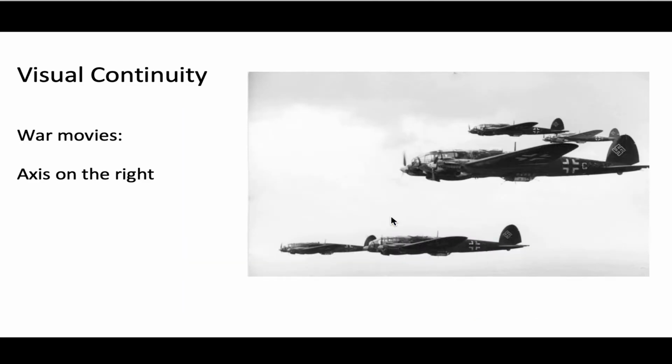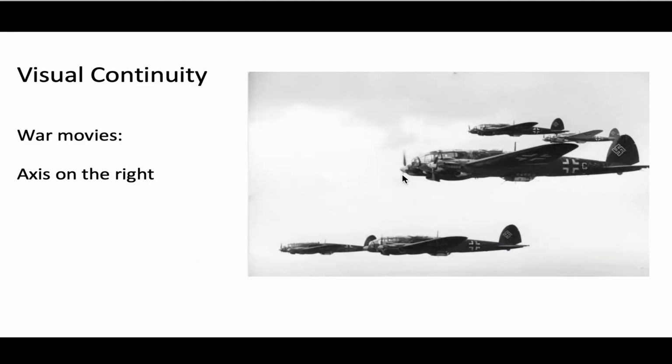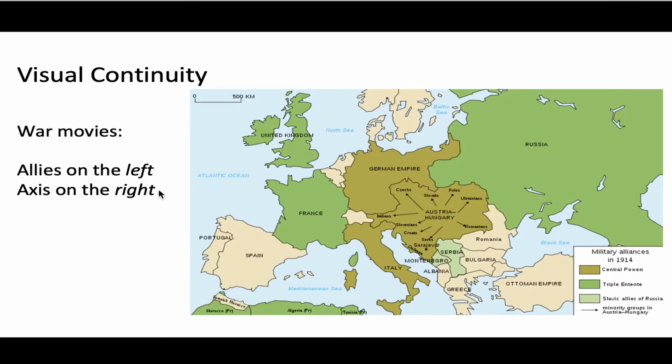So if you've got German bombers coming to bomb London, they're going to be coming from the right because Germany is over here, attacking from the right towards the left. And then British Spitfires are going to be coming from the left because Britain is on the left.